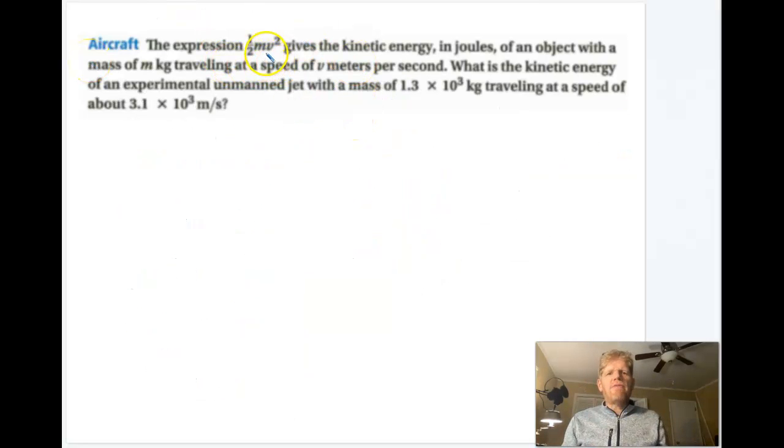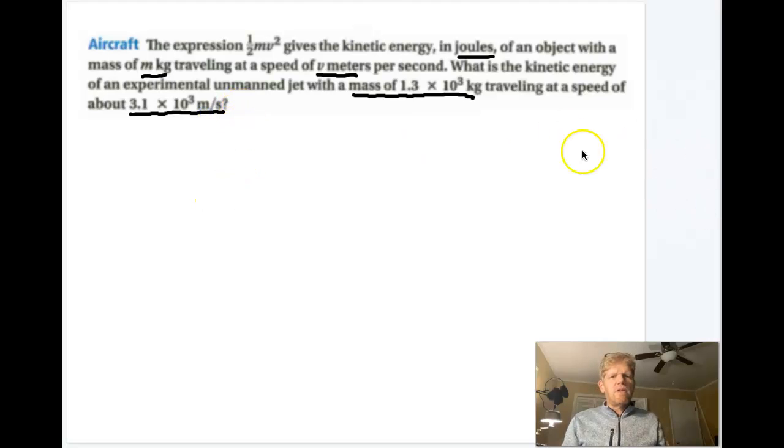The expression 1/2 mv to the 2nd gives the kinetic energy in joules of an object with a mass of m kilograms and a speed of v meters per second. So we wind up with joules, which is probably going to be J if you want. What is the kinetic energy of an experimental unmanned jet with a mass of 1.3 times 10 to the 3rd kilograms, traveling at a speed of 3.1 times 10 to the 3rd meters per second?